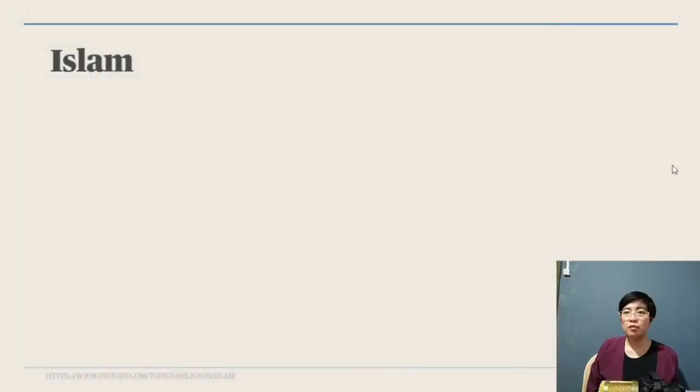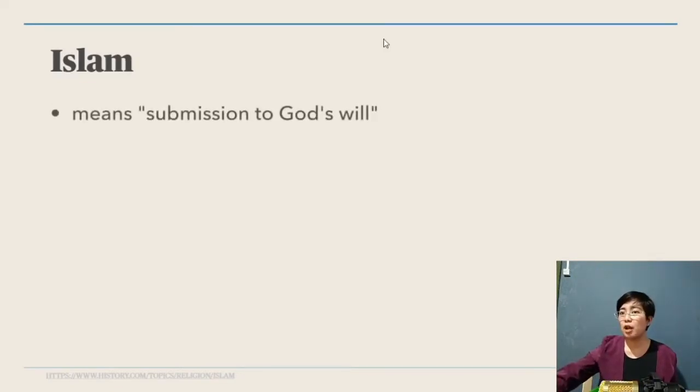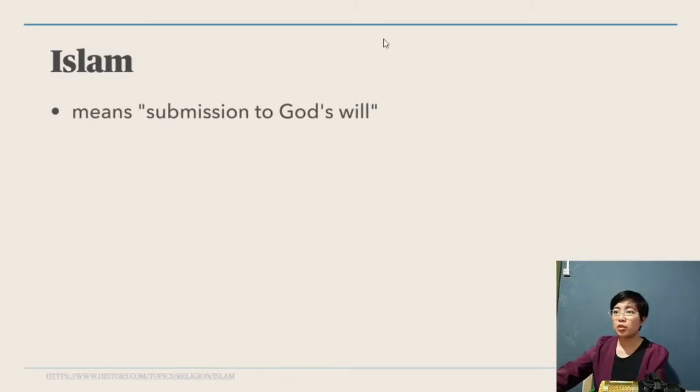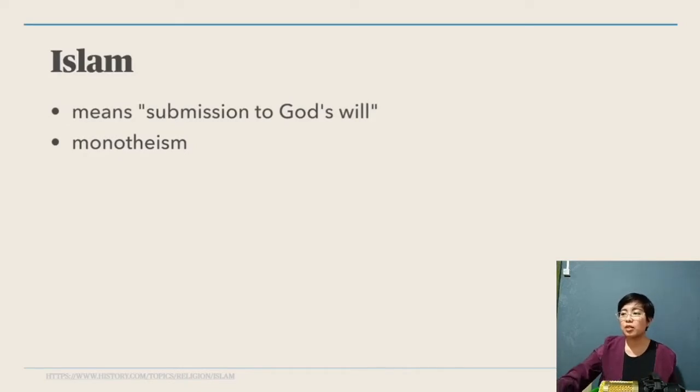First, we are going to define the faith that influenced this architectural character. So first, Islam means submission to God's will. The word itself, that's the meaning. And then it is also a monotheistic religion. It means that they only worship one God.